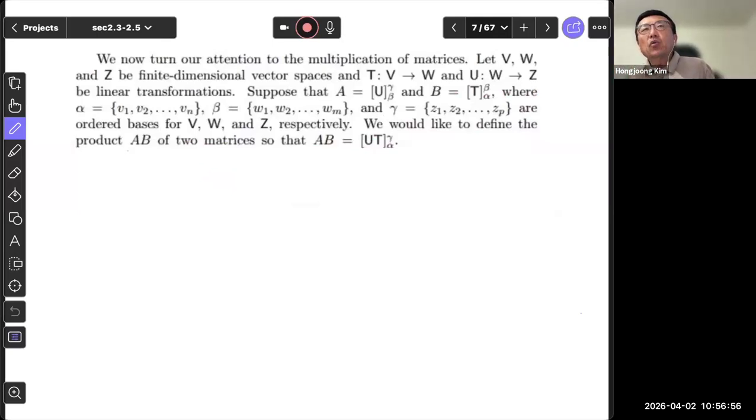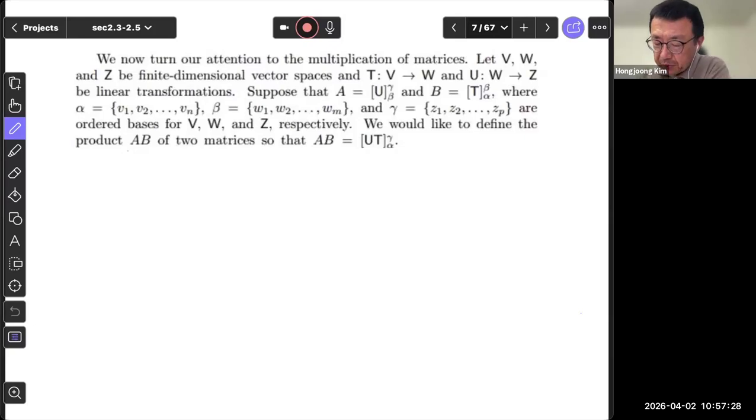Okay, as I said, I want to focus on matrices because eventually one of the reasons you study linear algebra is that when you have a linear transformation from one vector space to another, you want to play with a matrix, not the linear transformation itself. We want to play with a matrix. So we consider the composite or the powers of the linear transformations.